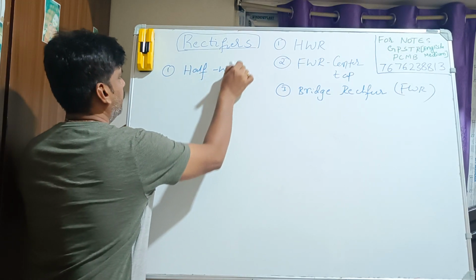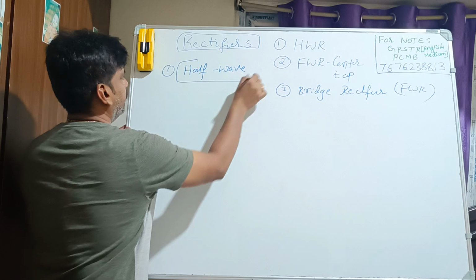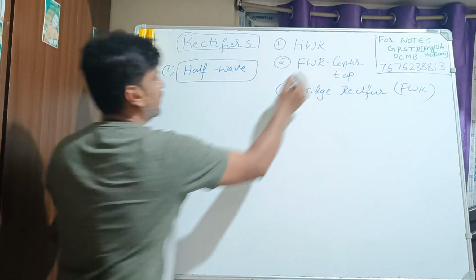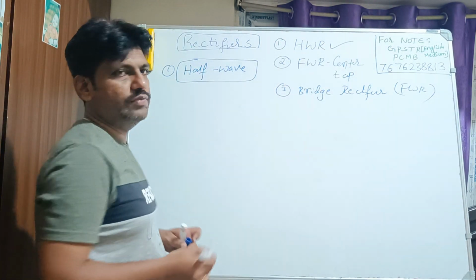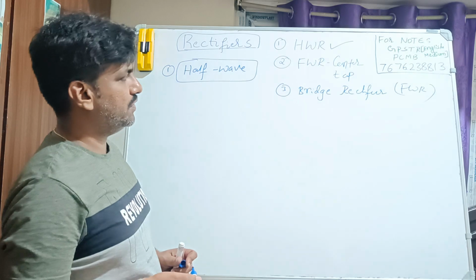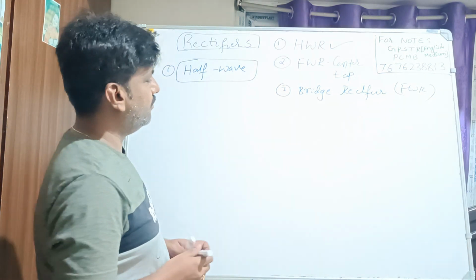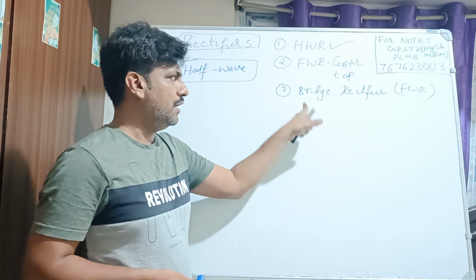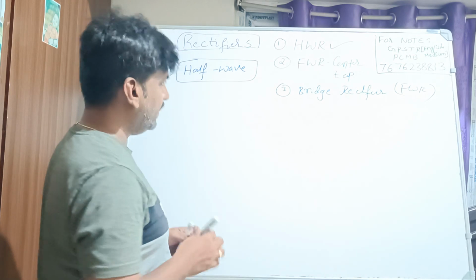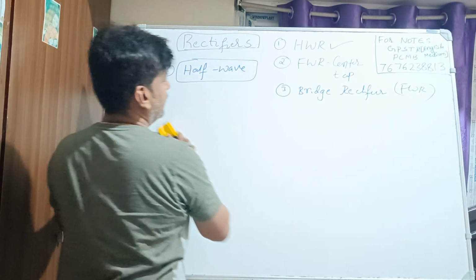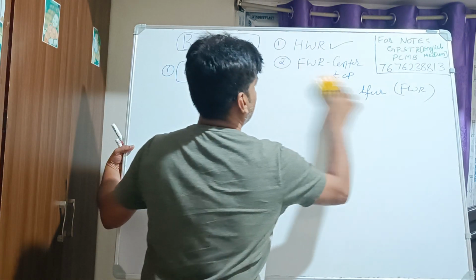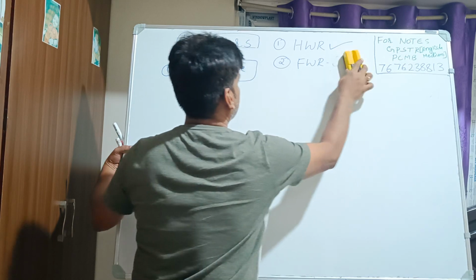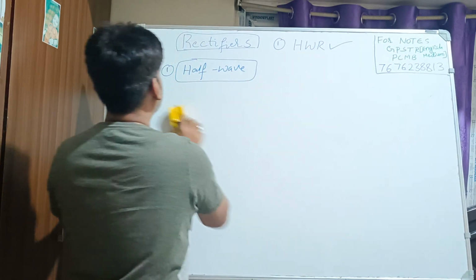First, I will take the half wave rectifier, in short form written as HWR. We will see in detail this half wave rectifier. Later we can see the full wave rectifier, center tap and bridge rectifier, that is full wave, right? We will see the second and third later. We will see only the first one, that is the half wave rectifier.